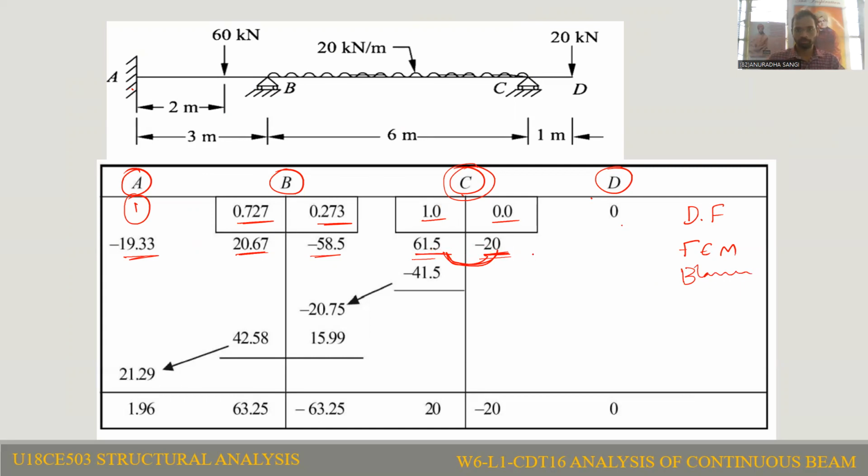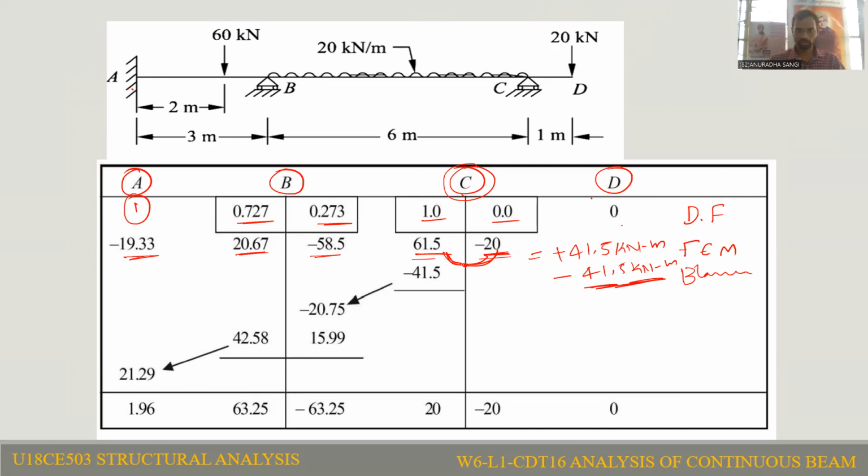So plus 41.5 kilonewton meter unbalanced moment is there. To balance this, we need to add minus 41.5 kilonewton meter at the joint C. At the joint C, we have to apply minus 41.5 kilonewton meter. This much amount of moment we need to apply at the joint C.